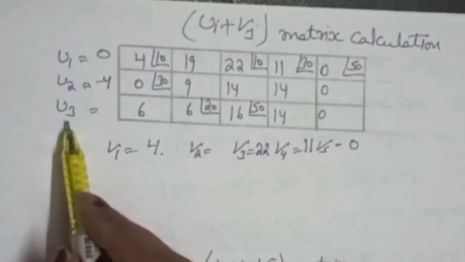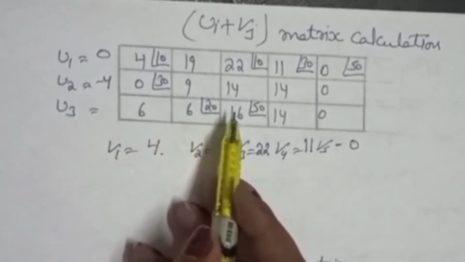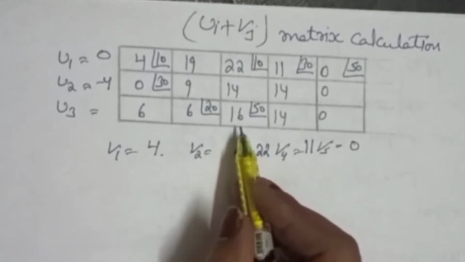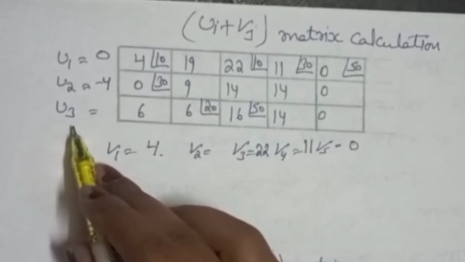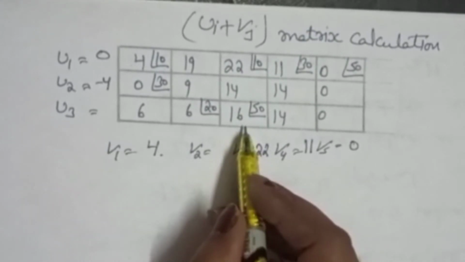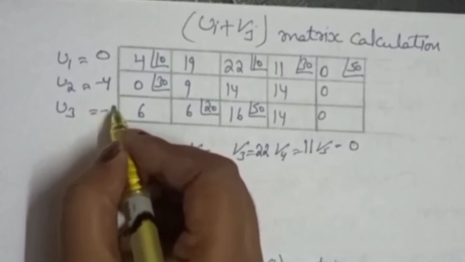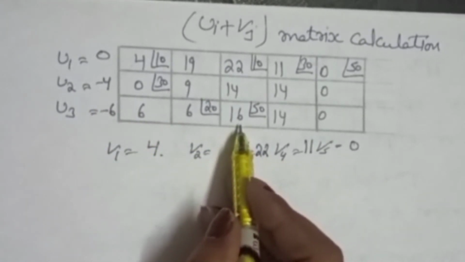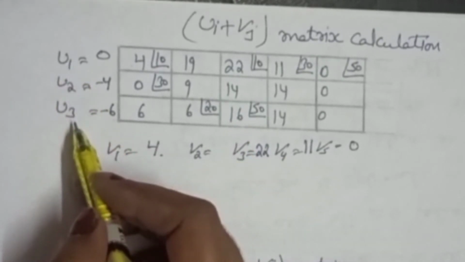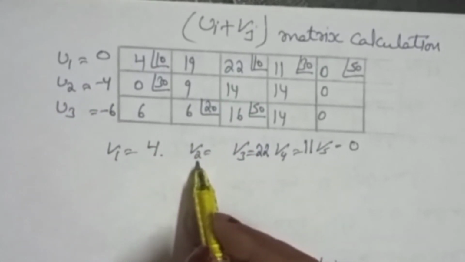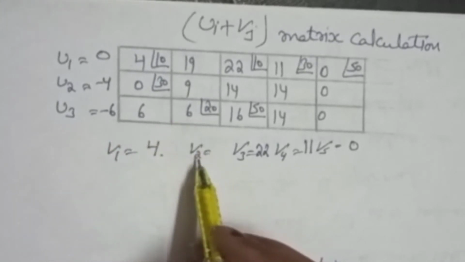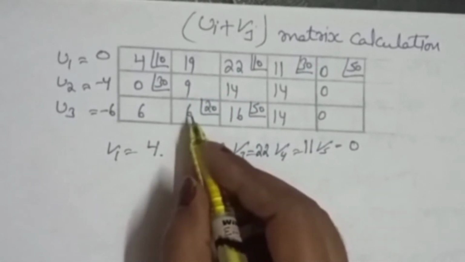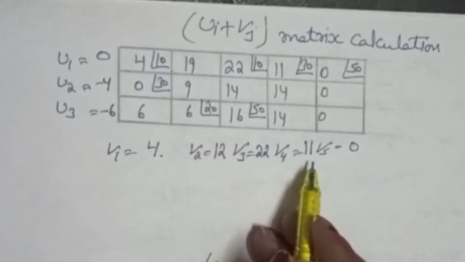Now we will calculate the value of u3. u3 plus v3 is equal to this cell. So we have v3 is equal to 22. So what will be u3? u3 plus v3 is equal to 16. So here we will write minus 6 because minus 6 plus 22 is equal to 16. So you can see we have all u values. Now we will calculate the value of v2 because u3 plus v2 is equal to 6. So minus 6 plus 12 is equal to 6. Now we have all vj values.